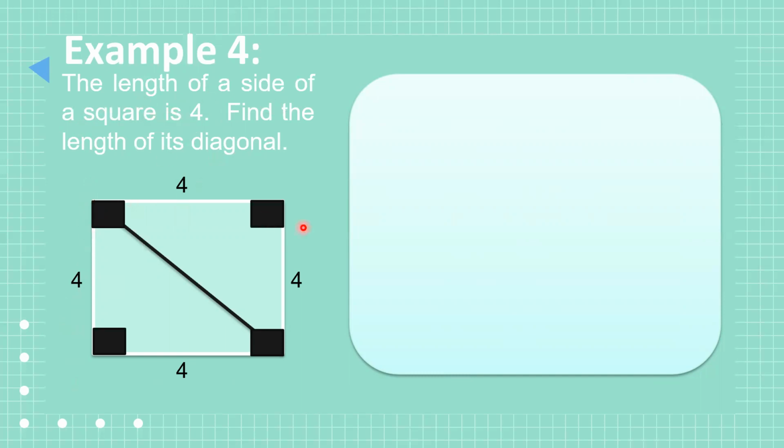So bakit naging 4 lahat ng length ng side? Because again, a square is equilateral. Ibig sabihin, all sides are equal. And we're looking for the length of its diagonal. So kung mapapansin ninyo, we formed a right triangle. So for A, we have 4. And for B, we also have 4. And the hypotenuse C. Let's solve for the length of the diagonal or the hypotenuse of the right triangle.